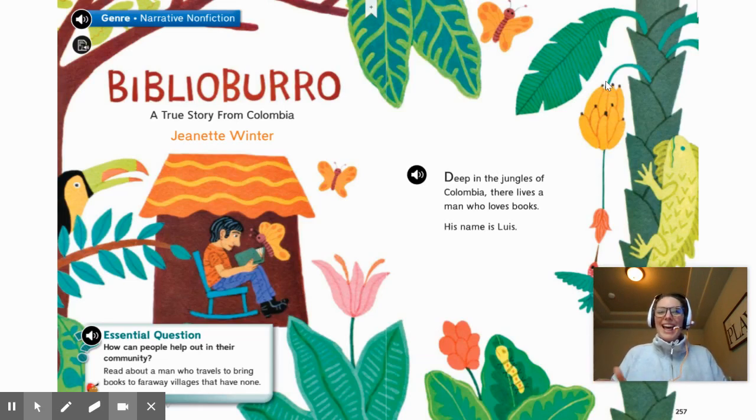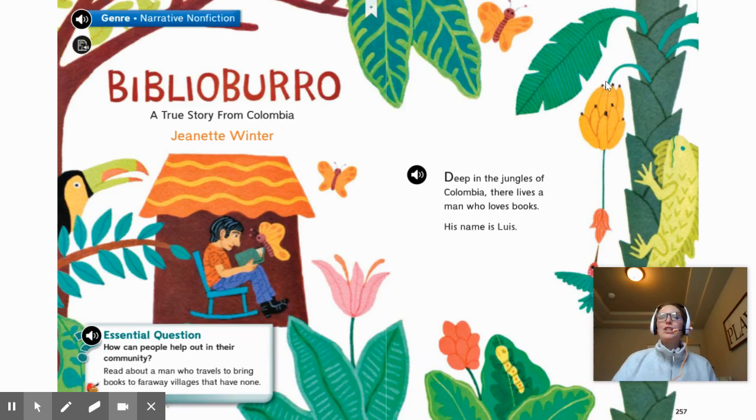All right, second graders, I am not going to reread this story as we all listened to it yesterday. And you answered the question that I asked. I asked, what story did Luis read to the children in the village? And most of you got it correct. The answer was The Three Little Pigs. That's right. So that was the answer to your discussion post from yesterday.